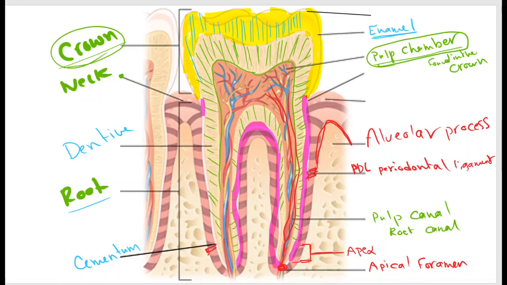This part there is for the sulcus. So this arrow here is for the sulcus. And we know that this is the gum or gingiva.